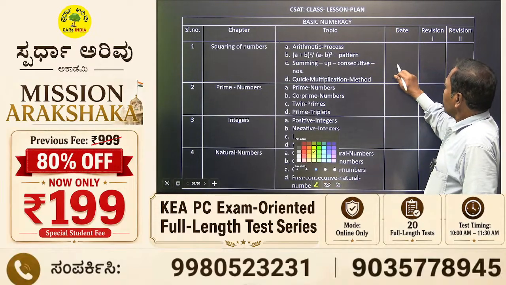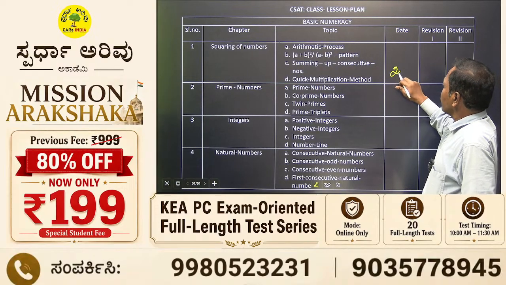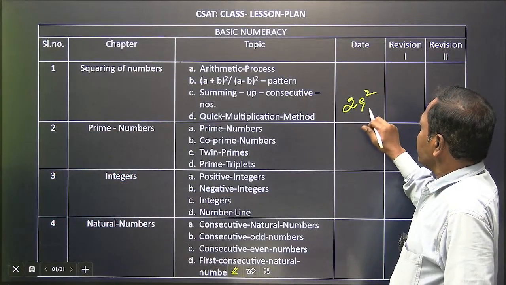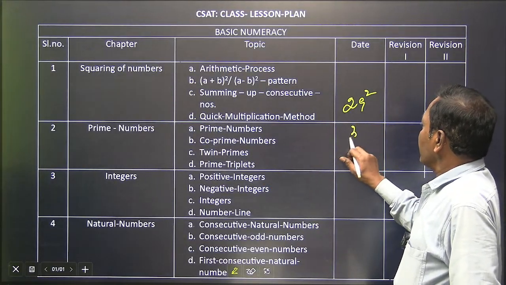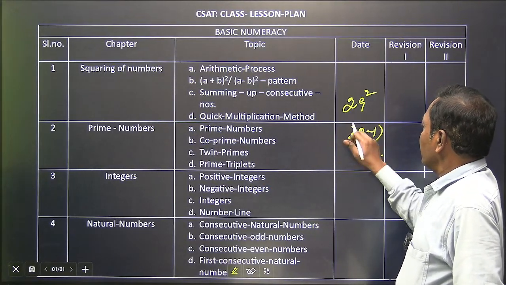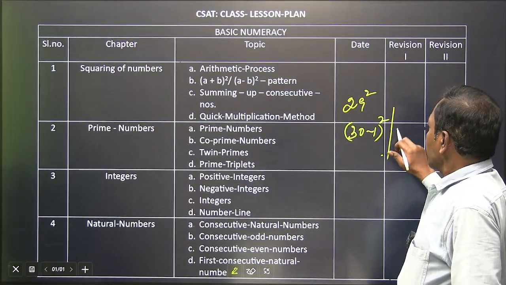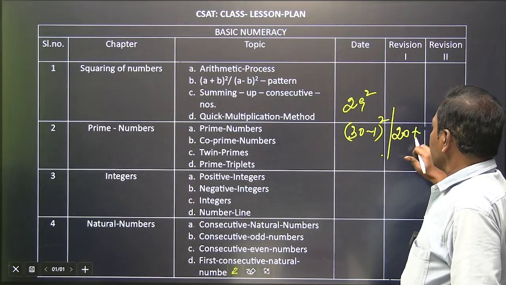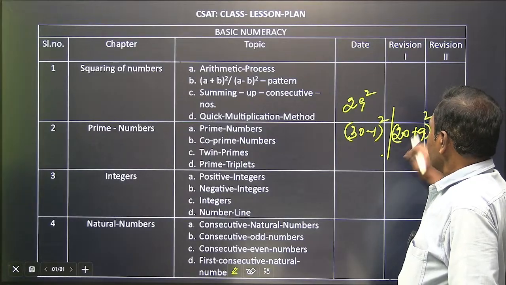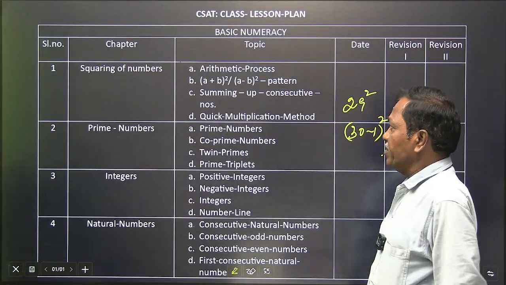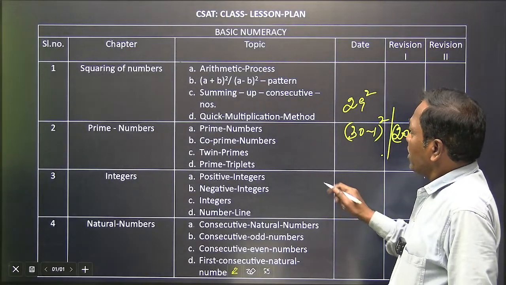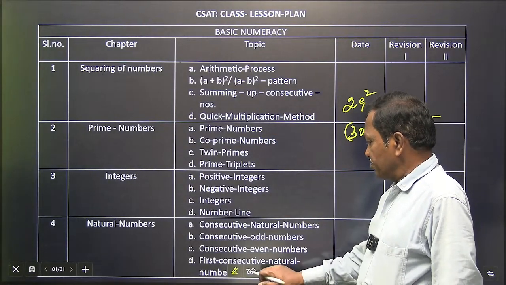Now, if it is like that, let us say 29 square. It is very close to 30. So 30 minus 1 whole square, or 20 plus 9 whole square. This is A plus B whole square, this is A minus B whole square, same formula, that is okay, right. Okay, now we can see summing up consecutive numbers.